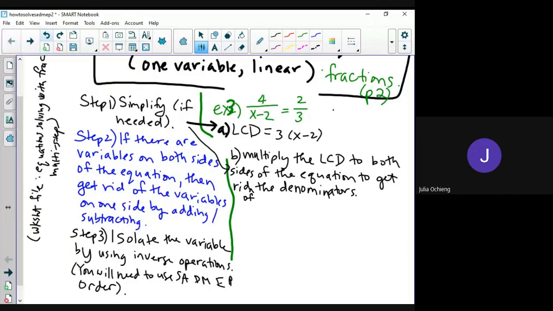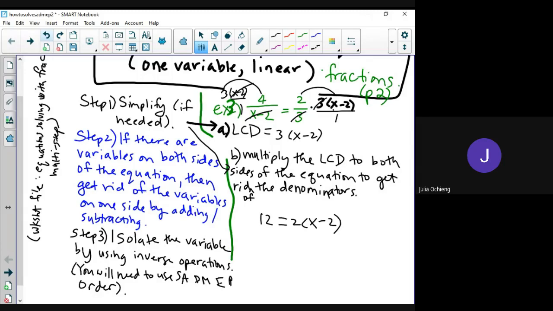Step 2, multiply the LCD to both sides of the equation. So I'm going to multiply this by 3 times x minus 2. And multiply this side also by 3 times x minus 2, over 1, to just make it clear that it goes to the top of the fraction and can cross cancel. So that 3 cancels with that 3. This x minus 2 cancels with this x minus 2. That becomes 3 times 4 is 12. This becomes 2 times x minus 2. So it equals 2 times x minus 2. No more fraction. Looks so much nicer.